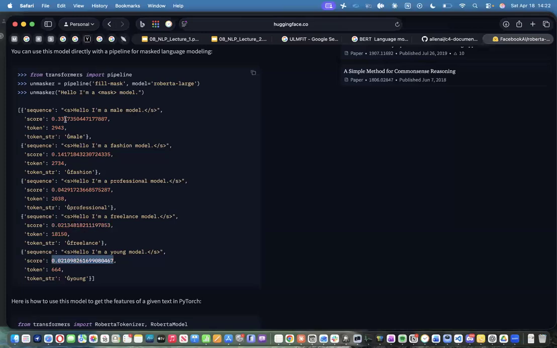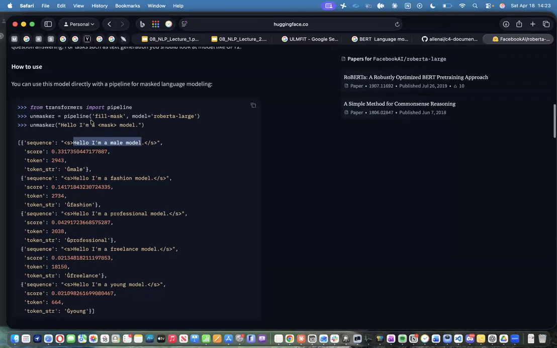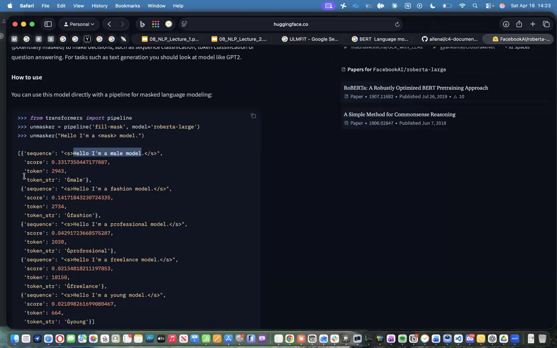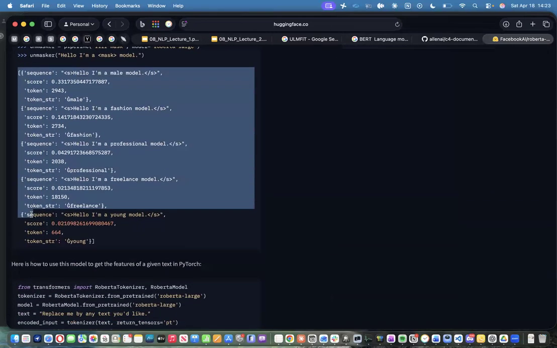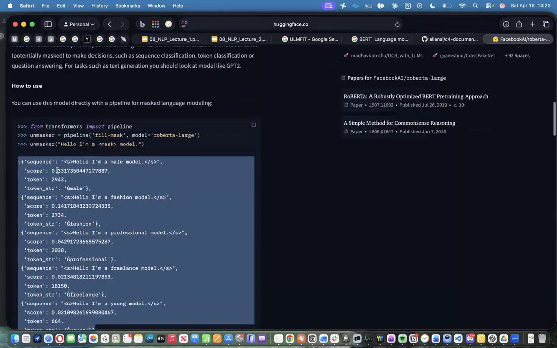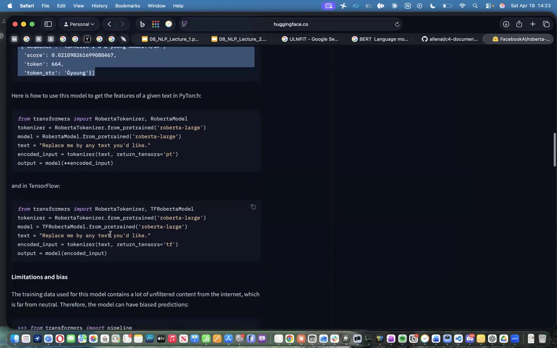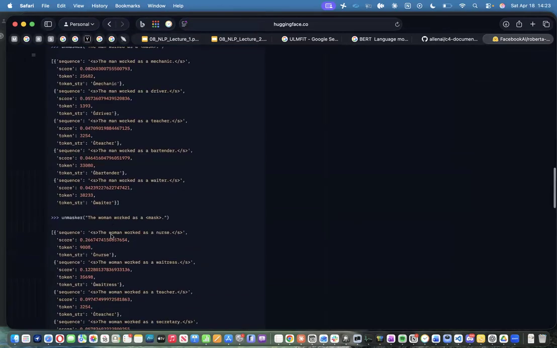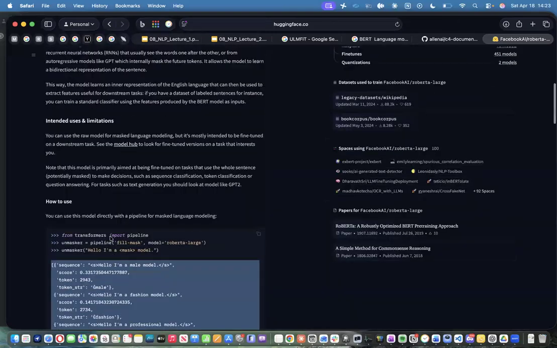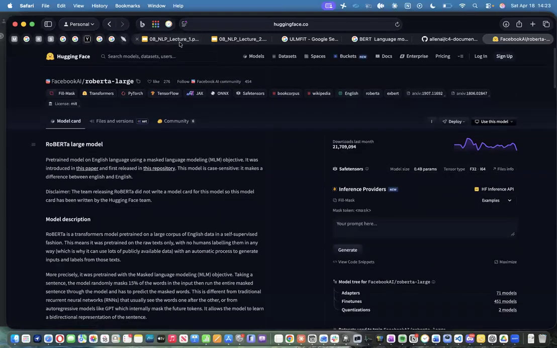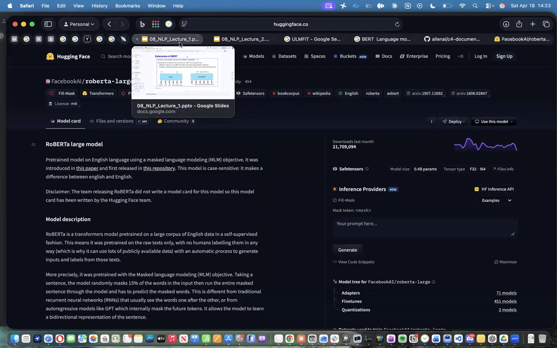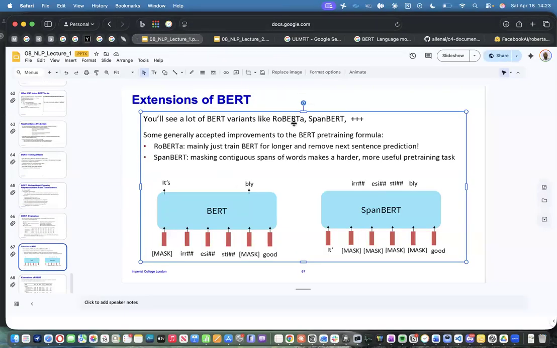So obviously maybe this one is the best one, given the context. You can see the masked language model tried to predict the word. So this is how you can use this model directly with pipeline for masked language modeling. Here is how to use the model to get the features of a given text in PyTorch. So this is just to show you're already familiar with Hugging Face and how to use this, but here we are talking about what is really happening inside the hood.